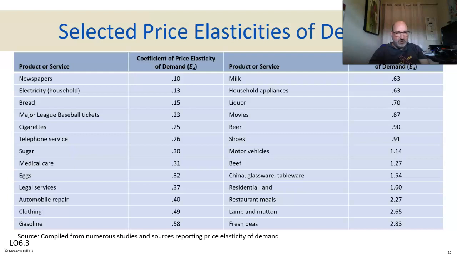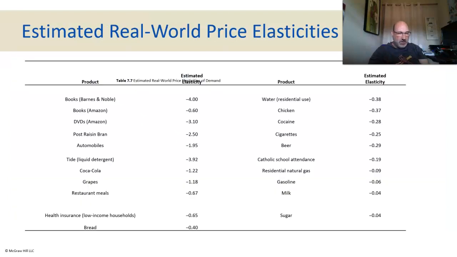Gas at 0.58, milk at 0.63, household appliances at 0.63, liquor at 0.7, I don't agree with, movies at 0.87, beer at 0.9 is greatly off, shoes at 0.91, motor vehicles at 1.14, beef at 1.27, china, glassware, tableware 1.54, maybe. Restaurant meals at 2.27 is way, way off. Lamb and mutton 2.65, maybe. And fresh peas at 2.83. That's probably true.